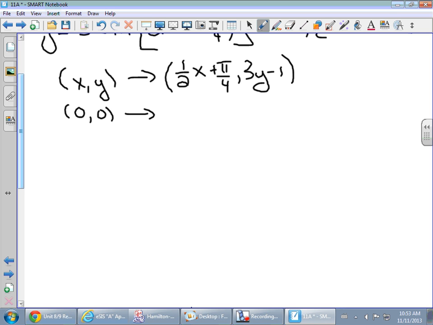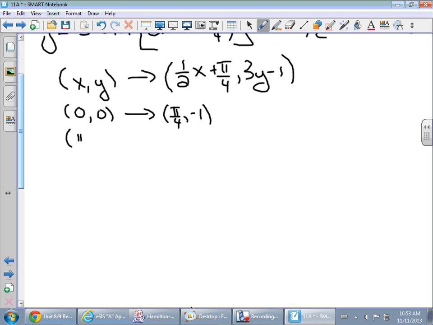I'm going to substitute 0 in for x. So 0 times 1/2 is 0, added to pi over 4 is pi over 4. I'm going to substitute 0 in for y. 0 times 3 is 0, minus 1 is negative 1. So the point 0, 0 on the original sine curve, once it went through this transformation, ends up being the point pi over 4 and negative 1. Make sense?